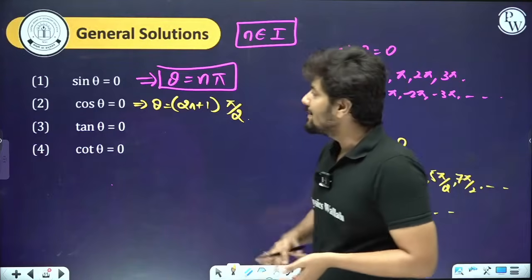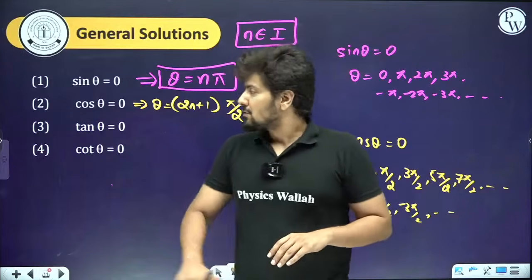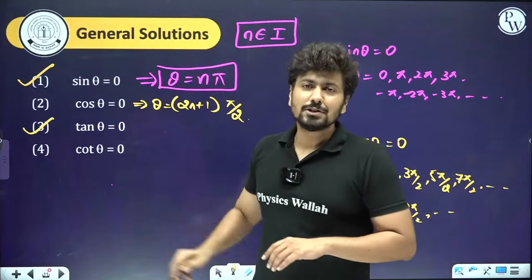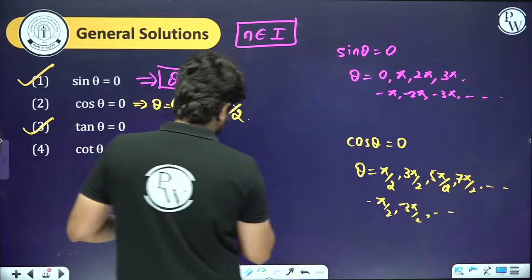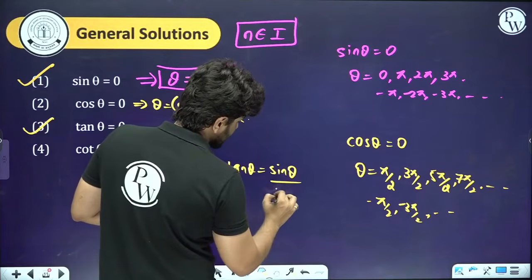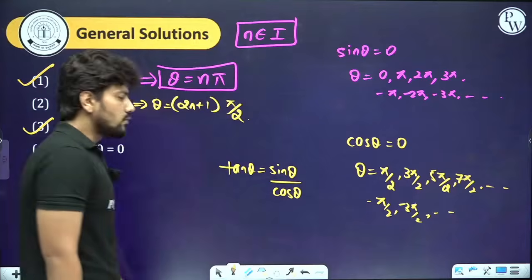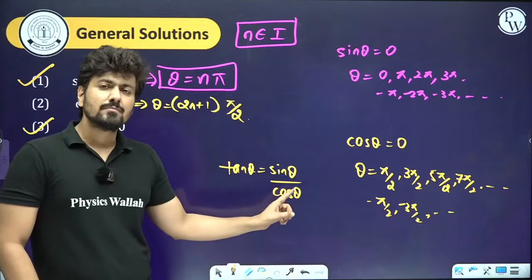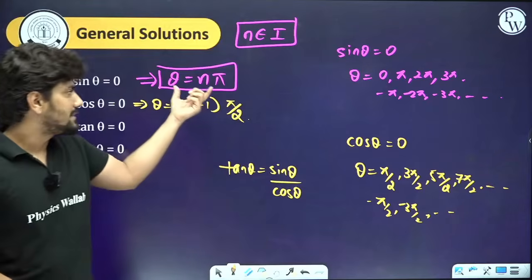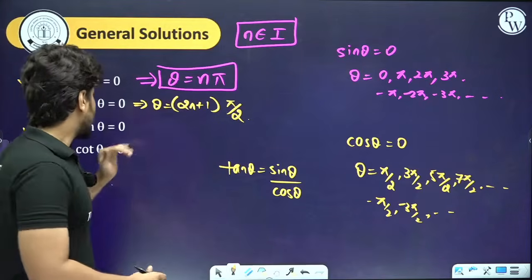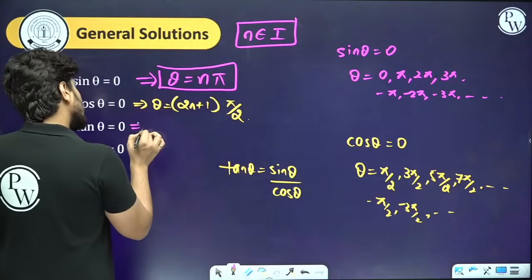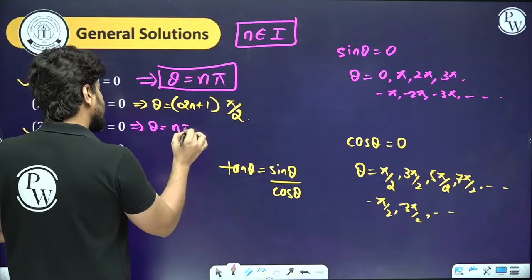So tan theta is 0 where sin theta is 0. So equation 1 and equation 3 have the same solution, because basically tan theta is what? Tan theta is sin theta upon cos theta. Correct everyone? So when sin theta is 0, tan theta will also be 0. And we know that sin theta is 0 at theta is equal to n pi. So tan theta will be 0 at theta is equal to n pi.